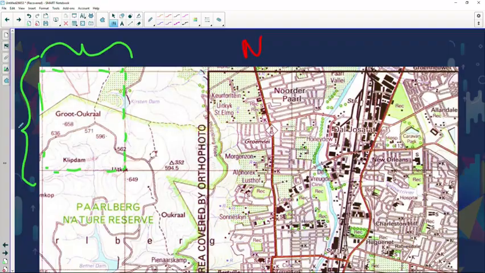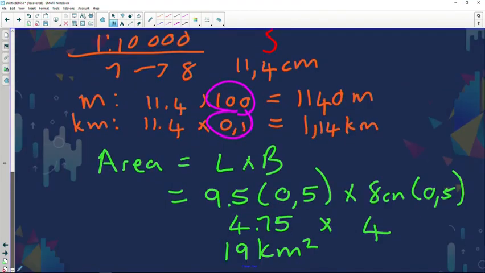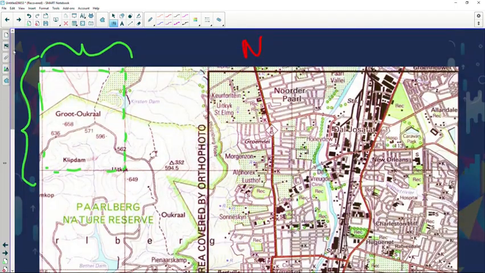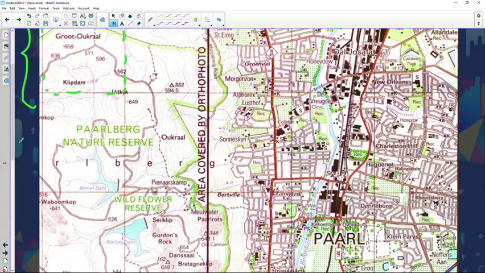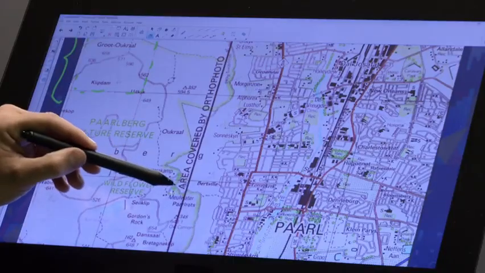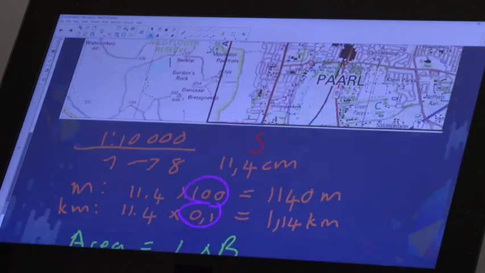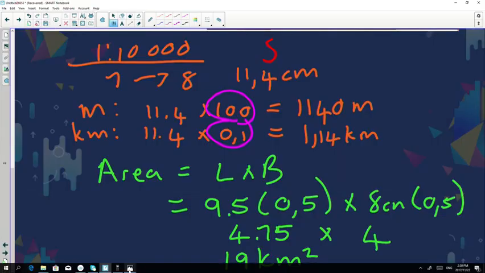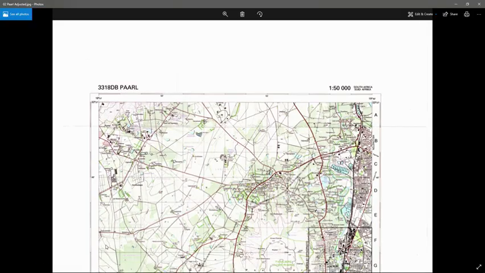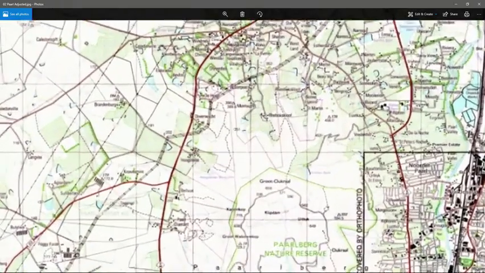Now we've looked at area and we just calculated the area of this grid in square kilometers, and we've got an answer of 19 square kilometers, as you can see on the bottom of the slide. A very popular question regarding area is to calculate the area where the orthophoto has been covered, as you can see over there. Have a look on the map that we scanned in and see where this area is. The area where the orthophoto has been covered is this area over there.